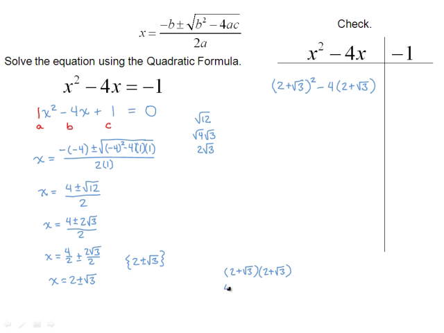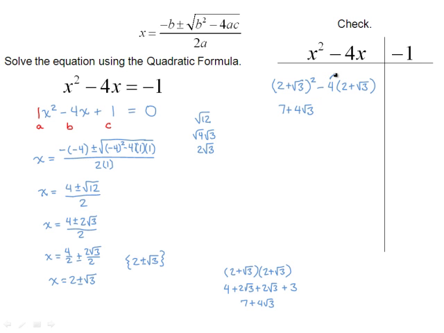So using FOIL, we would have 2 times 2 is 4, that's first. Outer would be 2 times square root of 3, which would be 2 square root of 3. Inner would be square root of 3 times 2, which would give us 2 square root of 3 again. And root 3 times root 3 would be square root of 9. But we know the square root of 9 is 3. Finally, that gives us 7 plus 4 square roots of 3. So we know that 2 plus the square root of 3 squared is 7 plus 4 square root 3.